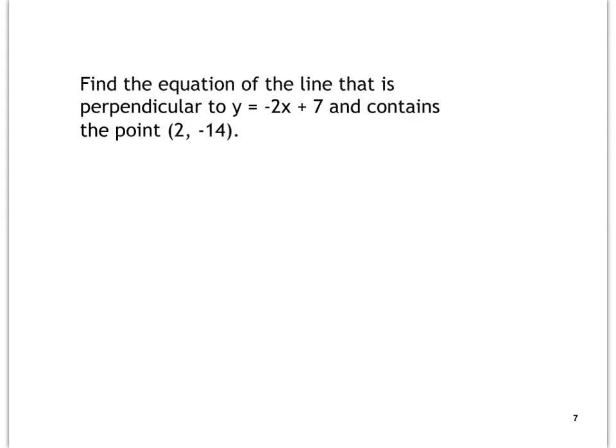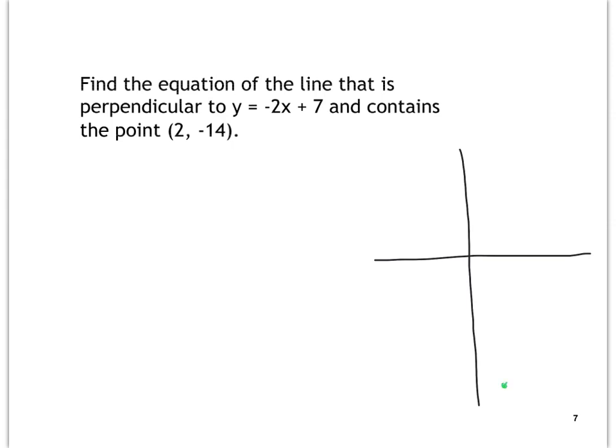Okay, last one. We're going to do one more here. Find the equation of the line that is perpendicular to y equals negative 2x plus 7 and contains the point 2, negative 14. Again, there's no piece of graph paper here, but that's okay. We're still going to do the same thing and draw just a rough sketch of what this should look like. I do like a rough sketch, kind of get a picture. So there's my xy graph. Okay, so it contains the point 2, negative 14. So that's going to be over 2 and down 14, somewhere way down here.